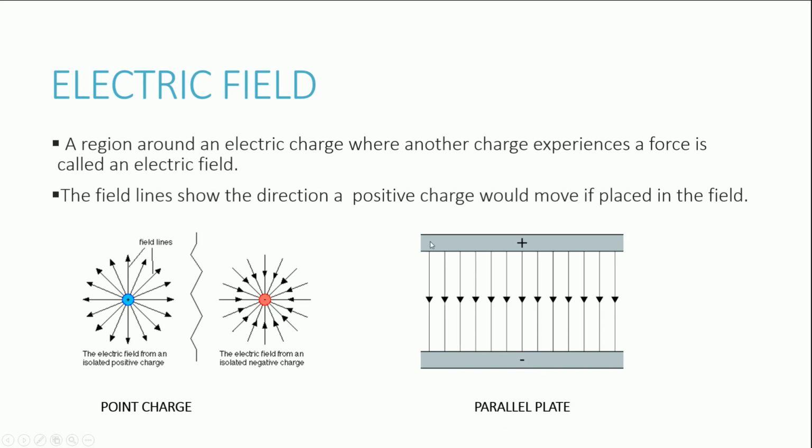They are fairly uniform, they're straight, and they go straight from the first plate to the second plate in this instance. But if the positive was the other way around, if the bottom plate was positive and the top plate was negative, then the direction of the arrows would be completely reversed.